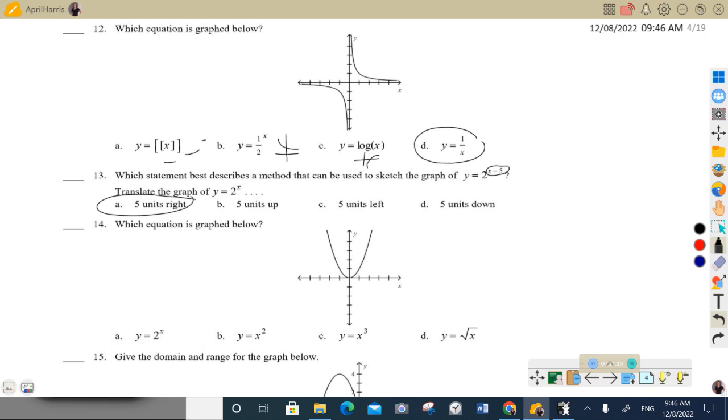Question 14. What's the name of that function? Quadratic. Which equation is quadratic? B. Do you know some people pick A? I know why. Because it's not x squared, it's 2 to the x. It's similar, right? But remember, you can also graph these in your calculator. All right.